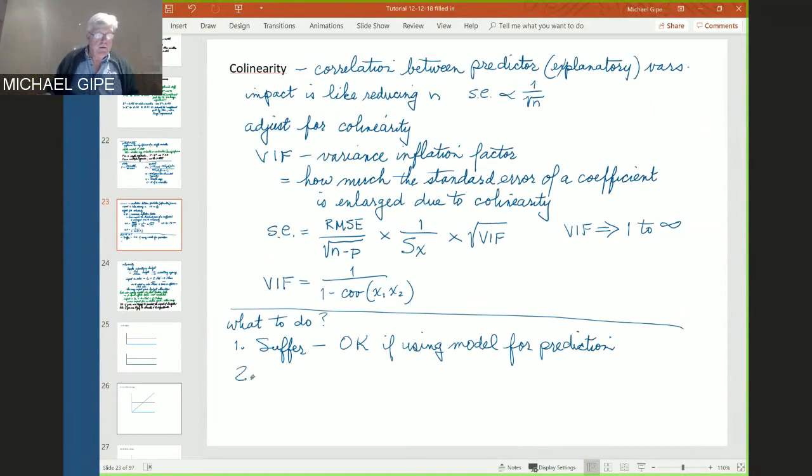Second, you can transform or combine. Is there a way that you can combine the two variables into one measure or something like that, so that the impact of both is included in a single variable? Or you can throw one of them out. If they both are giving you the same kind of information, throw one of them out and let the other one handle the full load.